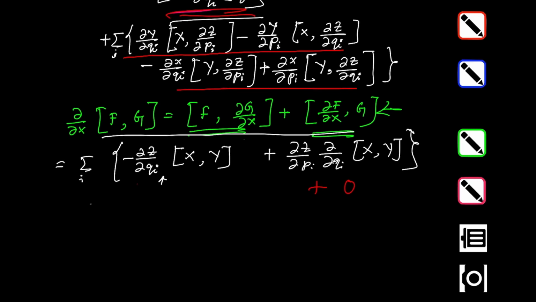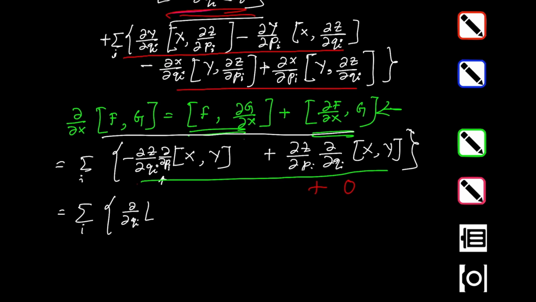Sorry for the mistake, I have made a mistake here. Here we should have del by del pi. Okay, now it is okay. So here you can see this can be written as summation del by del qy Poisson brackets of x and y into del z by del pi, minus del by del pi Poisson brackets of x and y into del z by del qy.